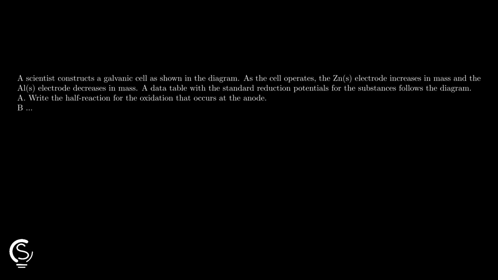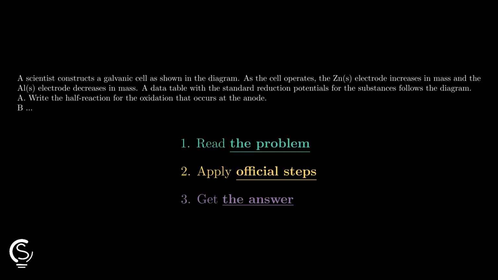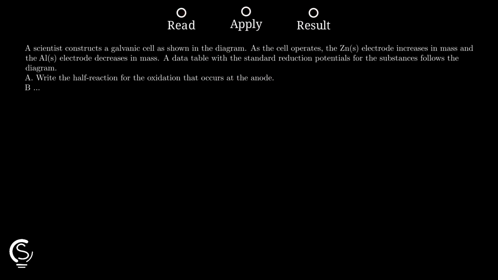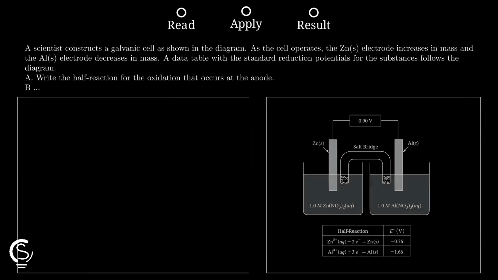Part A. The oxidation half reaction occurring at the anode is solid aluminum goes to aluminum 3 plus aqueous plus 3 electrons, as shown by the aluminum electrode. B. The balanced net ionic equation is 2 solid aluminum plus 3 zinc 2 plus aqueous goes to 2 aluminum 3 plus aqueous plus 3 solid zinc.